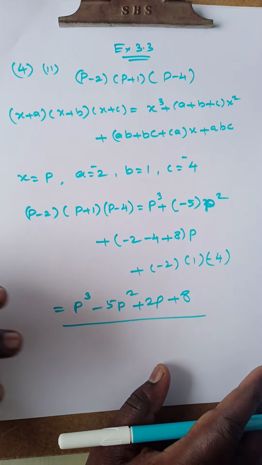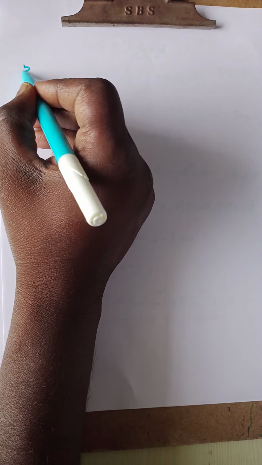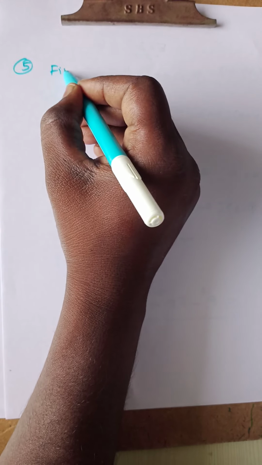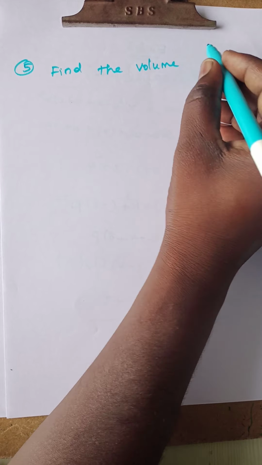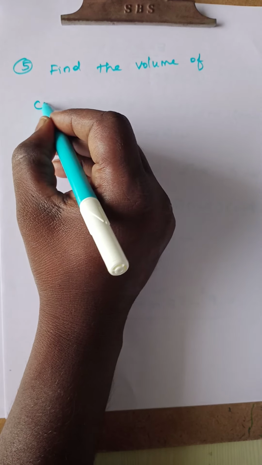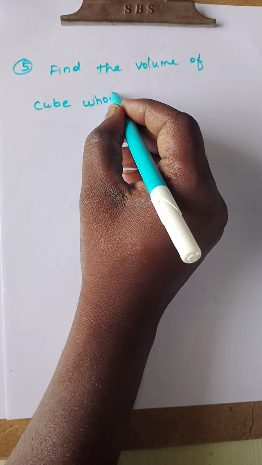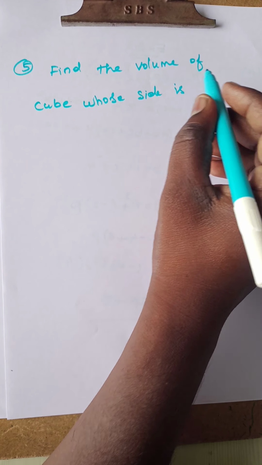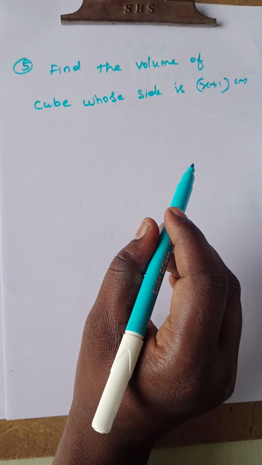Next, look, next question. Fifth one, find the volume of cube whose side is x plus 1 centimeter. Okay, what is the formula?